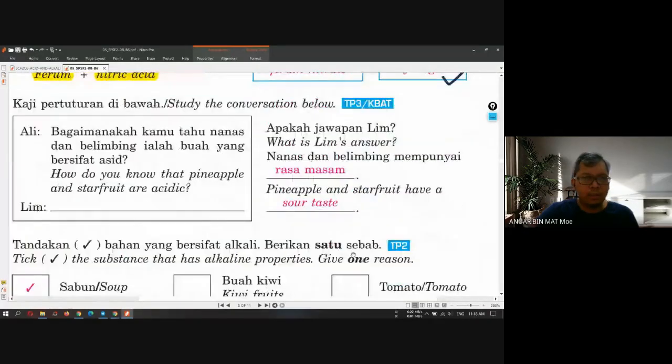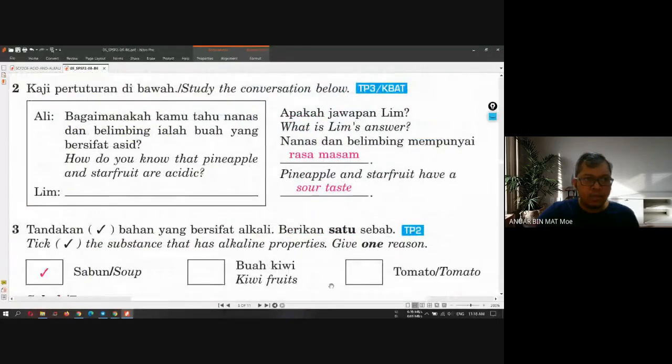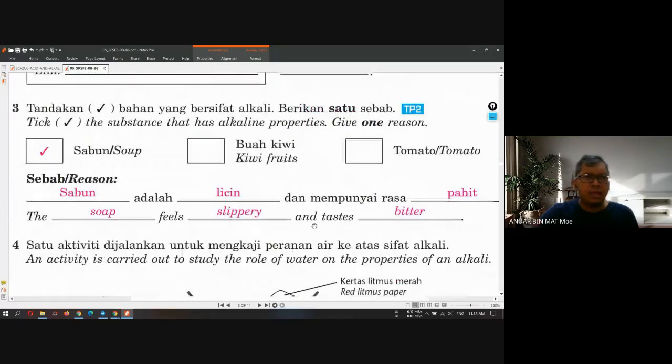Okay, so question number 2, page 67. Pineapple and star fruit have a sour taste. Sour means it is acidic. Number 3, take the substance that has alkaline properties. Kiwi fruit and tomato are usually acidic, because the taste is sour.